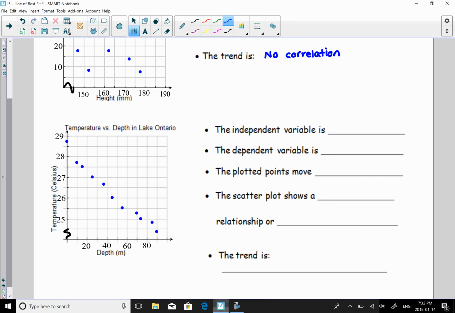And the last example is to do with temperature versus depth in a lake. So again, we're talking about the depth, that's what's happening. So you're independently going down into the lake. You're deciding how deep you want to go. And then your dependent variable on the vertical axis is the temperature.